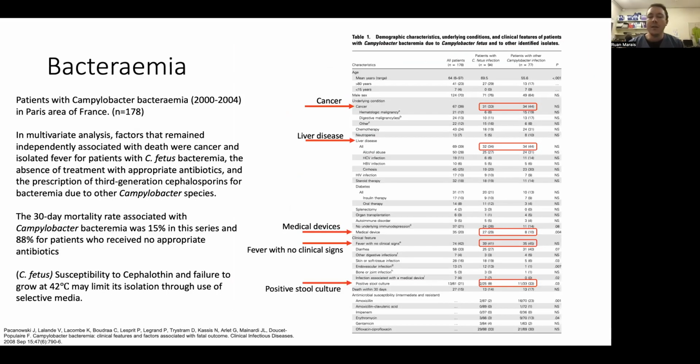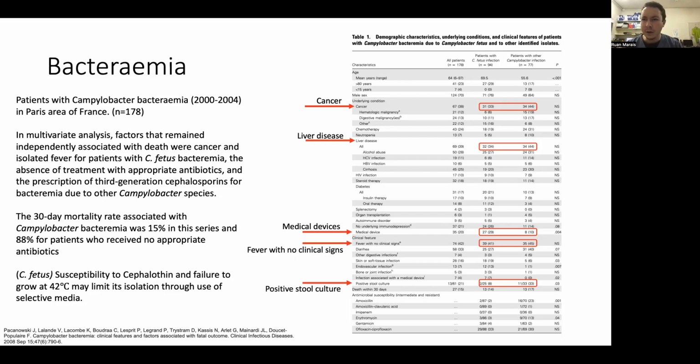Now, the important discussion here: bacteremia. Who gets bacteremia? What organism causes it? So in this study from France, which looked at 178 cases of bacteremia, Campylobacter fetus was an important cause, but other Campylobacter species also featured.